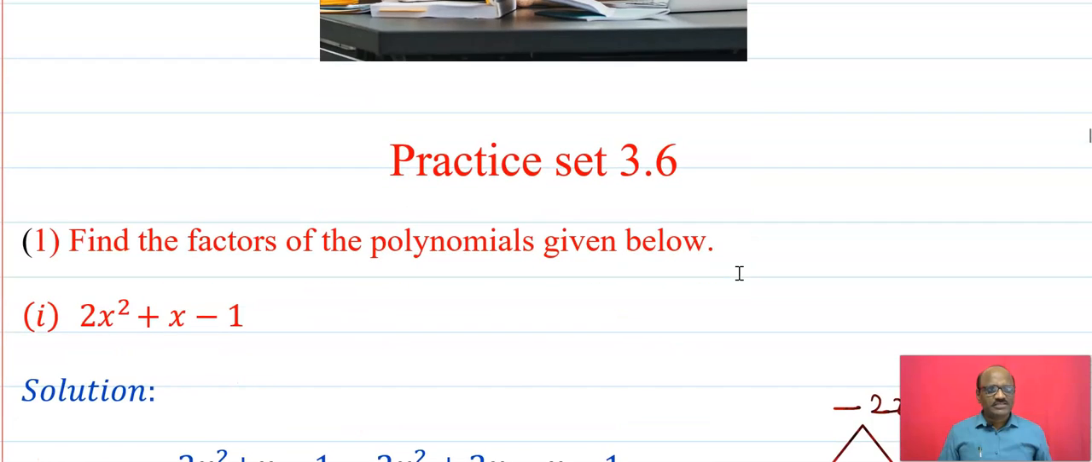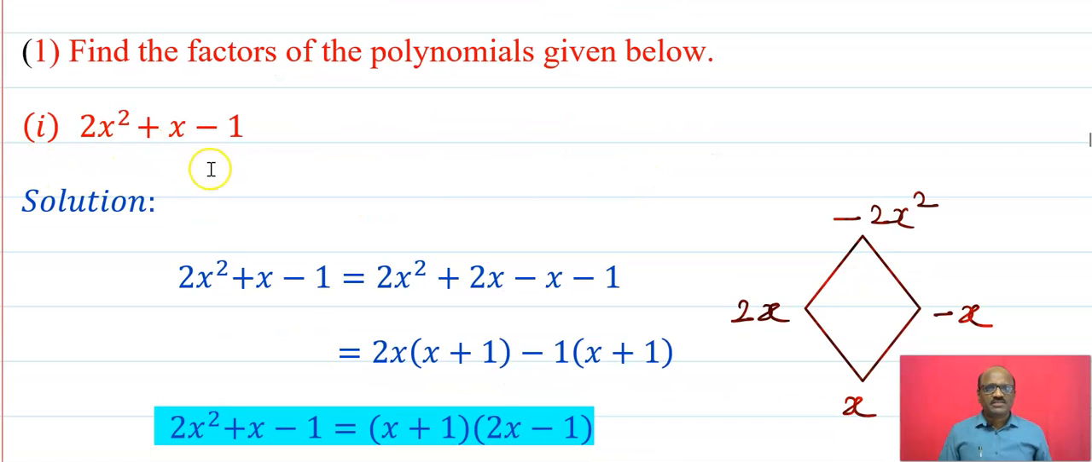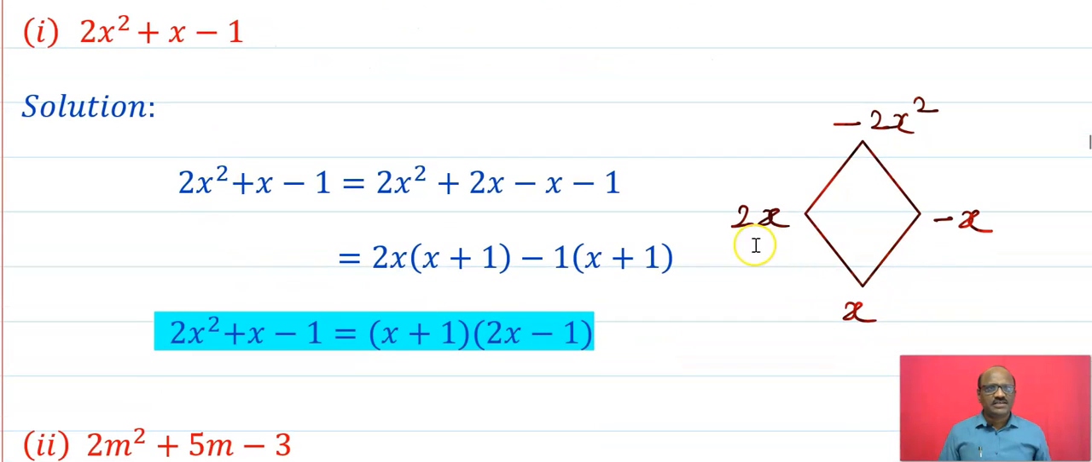Now we'll start the practice set 3.6, which is the last practice set. Find the factors of the polynomial given below. 2x square plus x minus 1. Now see this again. The product of the first and last term, that is 2x square into minus 1. The product is minus 2x square. What about the middle term? The middle term is x. I have written here x. Now what are the two terms? What are the factors? Two factors such that whose sum is x and product is minus 2x square.